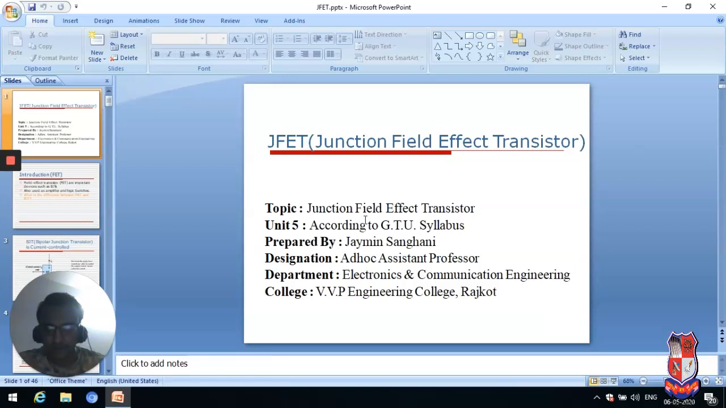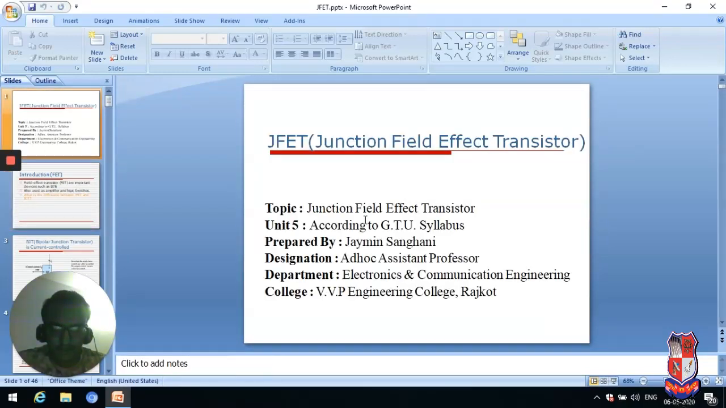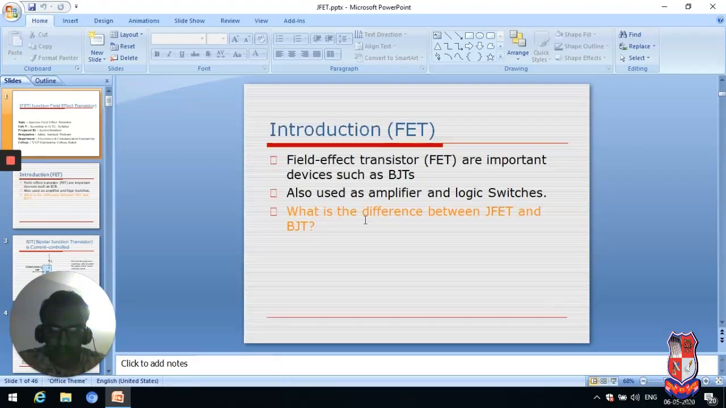Today we have discussed the concept of JFET, junction field effect transistor. I am Chaimin Changane from BVP Engineering College. See this, what is the difference between JFET and BJT that I have discussed here. And what is the application of JFET? It can be used as an amplifier and logic switch.